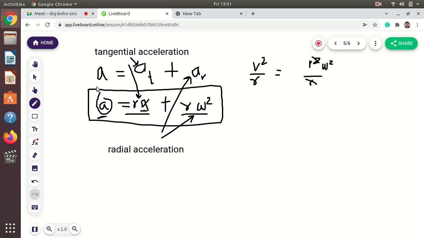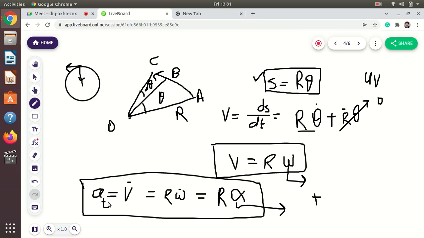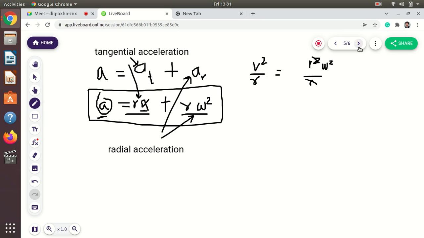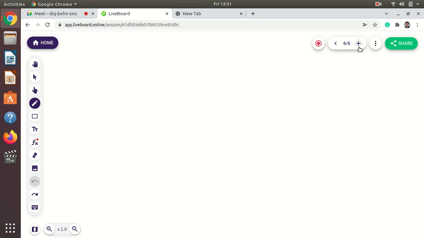So we are going to discuss how this is related. If radial acceleration is absent, then only a is equal to R alpha. We have already discussed this: a tangential is equal to R alpha, or v is equal to R omega, right? Similarly, we are going to discuss the angular momentum of a particle or a system of particles.